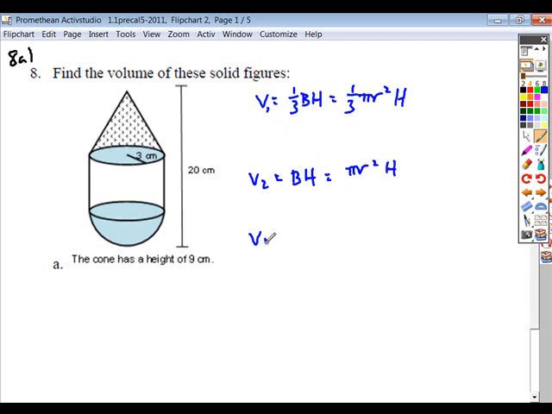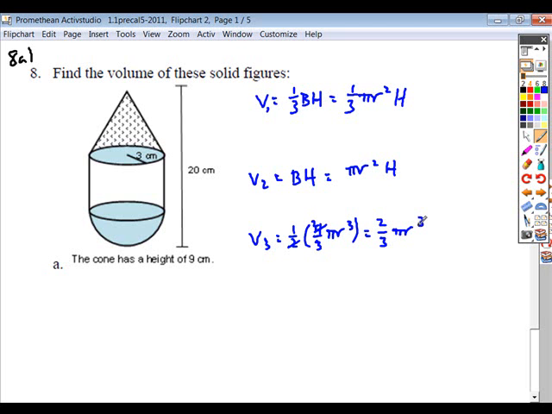And then we have the volume of this hemisphere down below, so that's going to be 1/2 the volume of a sphere, 4/3 pi r cubed. And so if we cancel or reduce this, we get 2/3 pi r cubed. So here's our generic formulas for these three solids. And we're just going to combine them all to get our overall volume.